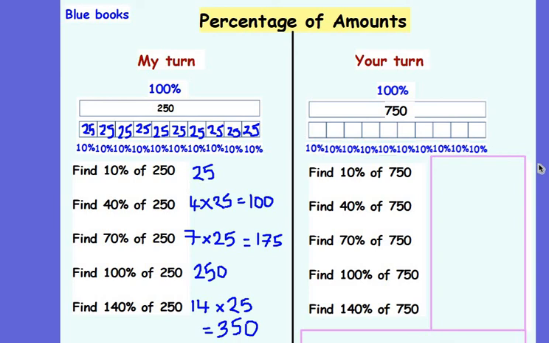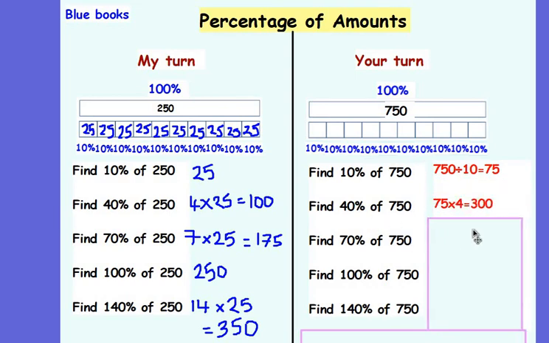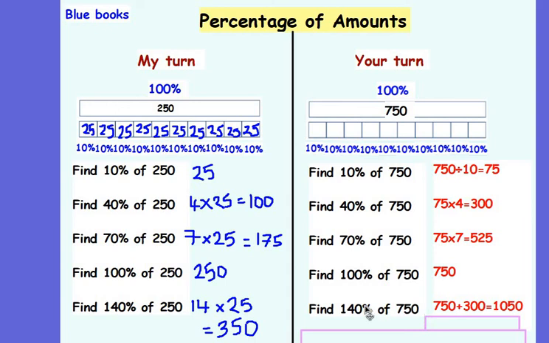Okay, let's check our answers. To find 10%, we divided 750 by 10, so that would give me 75. To find 40%, we need to multiply 75 by 4. To find 70%, we need to multiply it by 7. To find 100%, we should have got 750, that's the whole bar. And to find 140%, we could do 100% plus 40%, which would give me 1050.